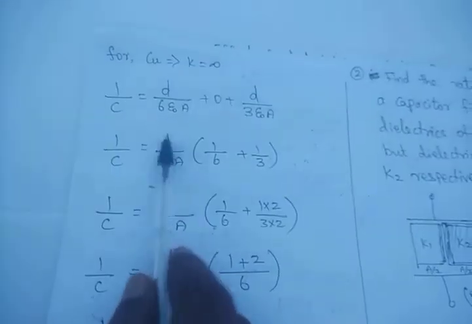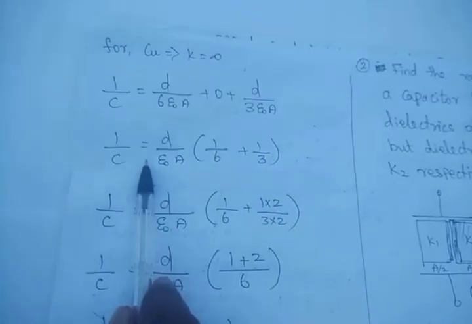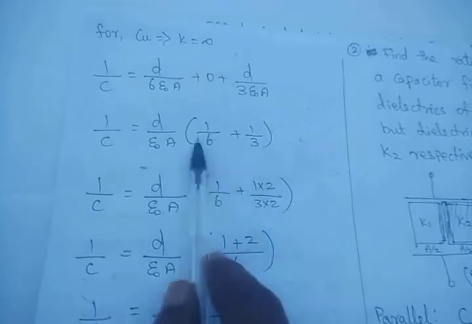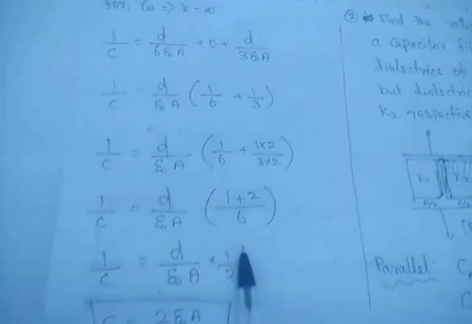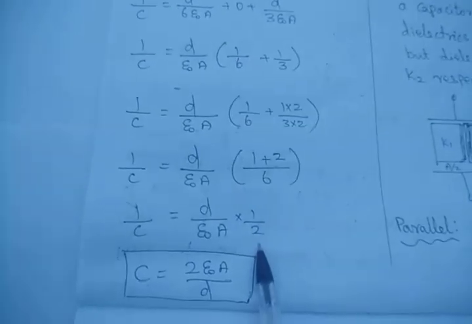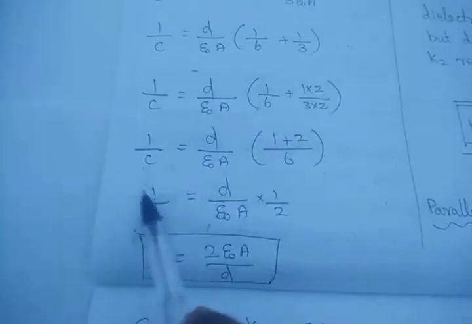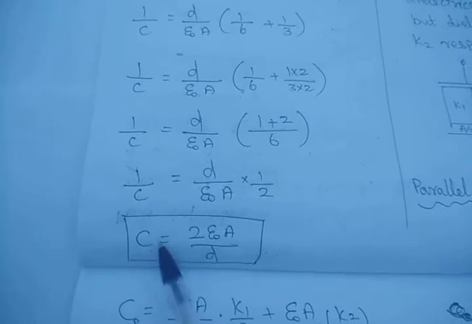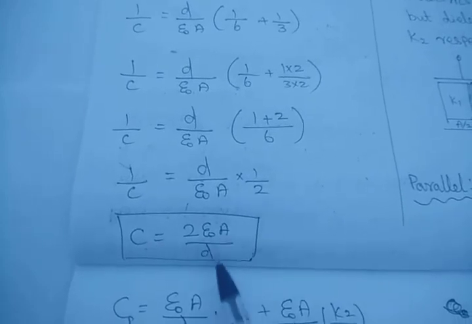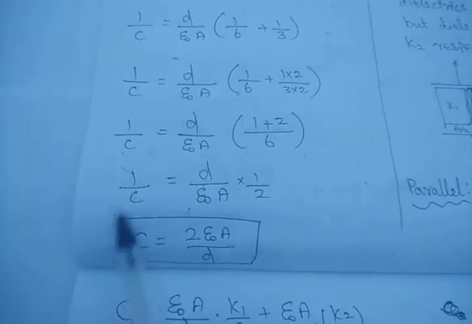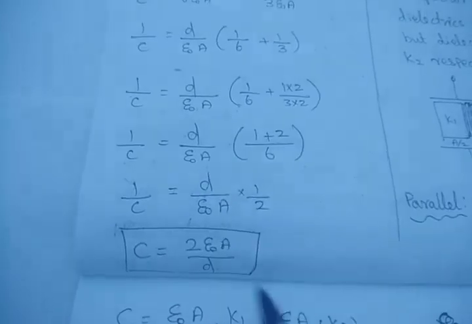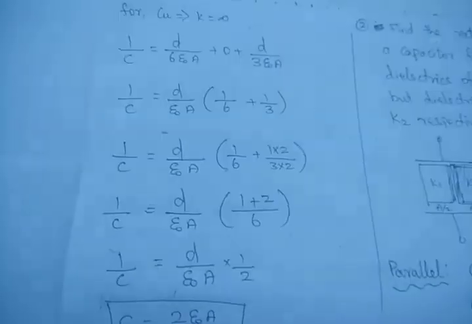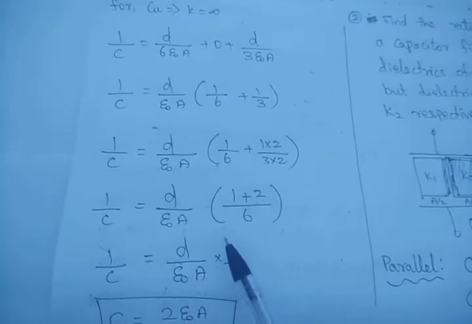So by simply adding the d by x lambda naught A is taken outside, taking the LCM of 1 by 6 plus 1 by 3, we get the answer 1 by 2. That is, we have to take the reciprocal of both the terms, then only we get the effective capacitance. C is equal to 2 x lambda naught A by d. This is the final change in capacitance value after the insertion of the dielectric constant under the copper plate.